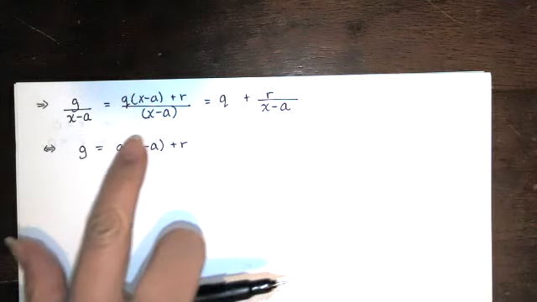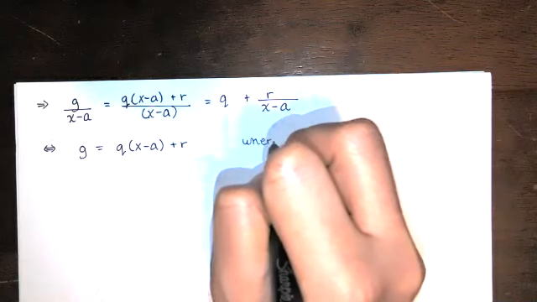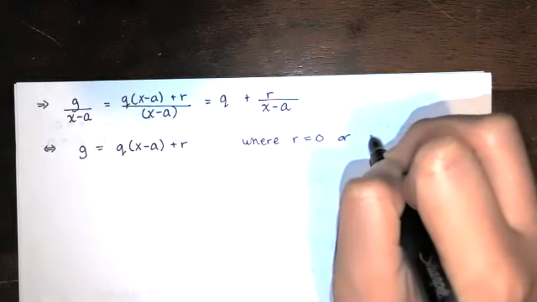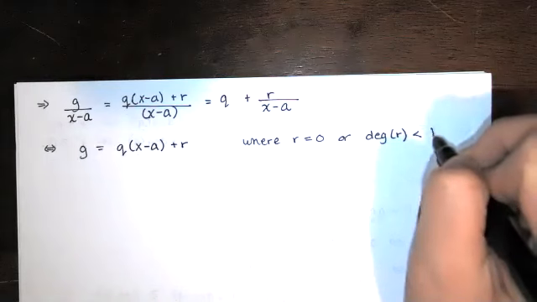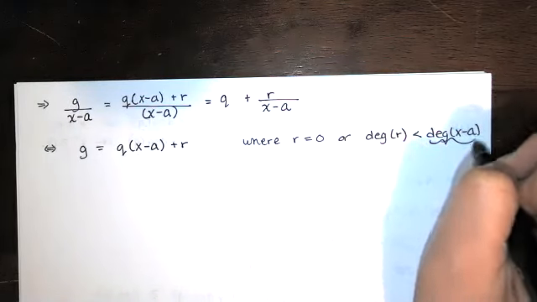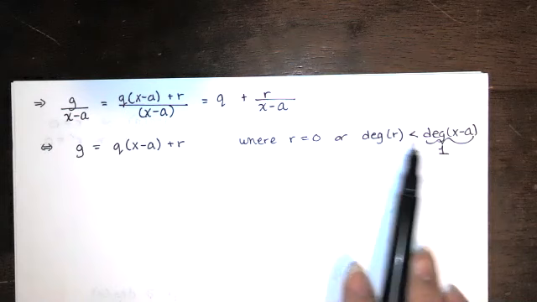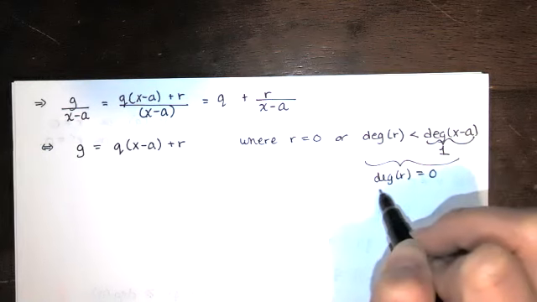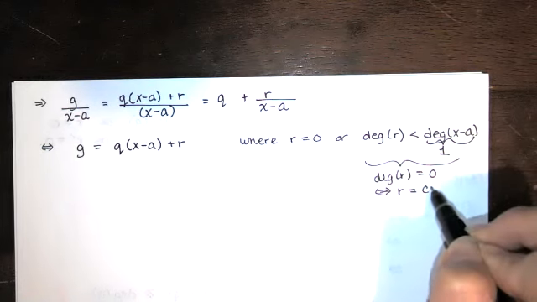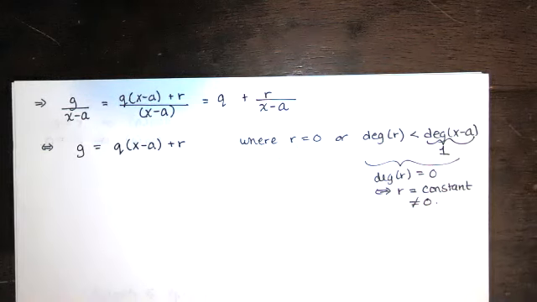Since we're dividing by x minus a and that has degree 1, r has to have degree 0. Remember, this is where r is equal to 0 or the degree of r is less than the degree of whatever it was that we were dividing by. In this case, we're dividing by x minus a, and the degree of x minus a is just 1. So either r equals 0 or r has degree less than 1, which means that r has degree 0. And that means that r is a non-zero constant. So either r is equal to 0 or r is a non-zero constant. Either way, r is a constant due to the division algorithm.